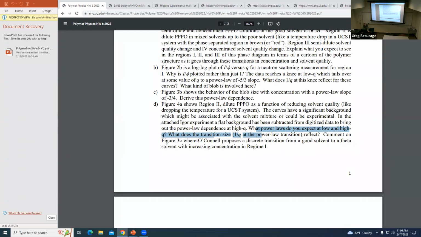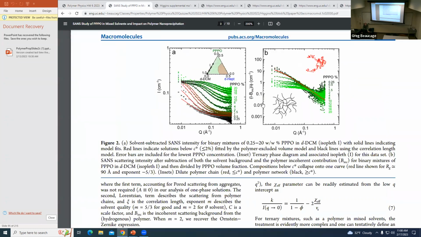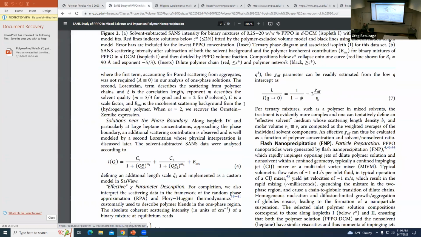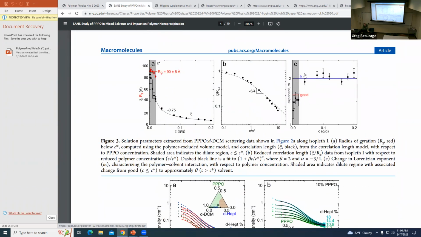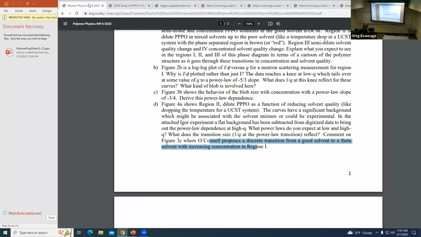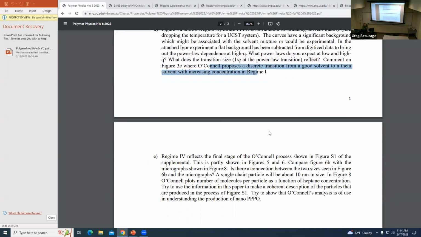And then comment on figure 3, where O'Connell proposes a discrete transition. So that's the problem. If there's a thermal blob, it isn't like a step function like he shows. It isn't like good and theta. There's no step. It's a gradual thing, and it's more complicated than what he's showing here. So anyway, that doesn't matter that much. Basically, you could critique it that way if you wanted.